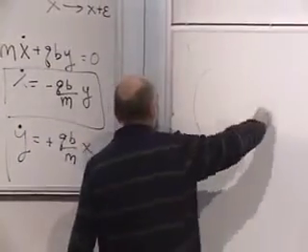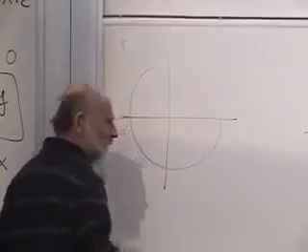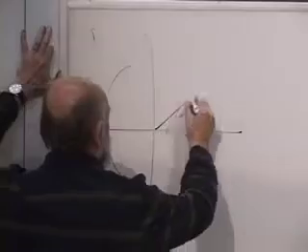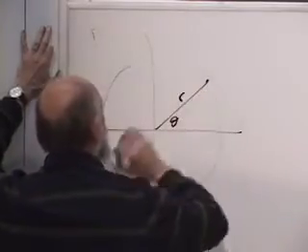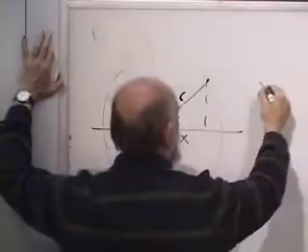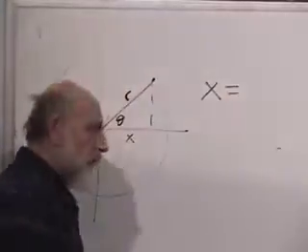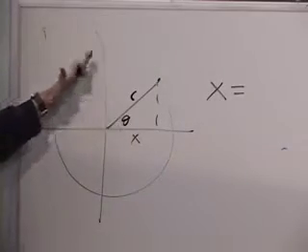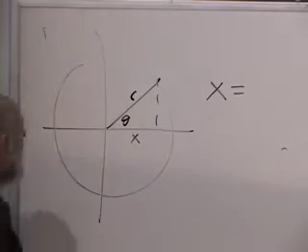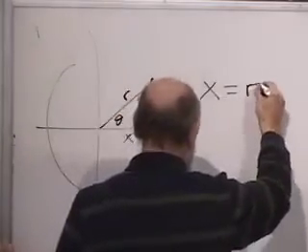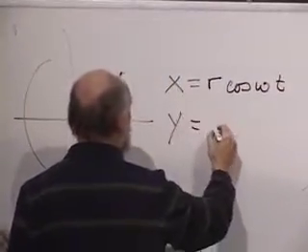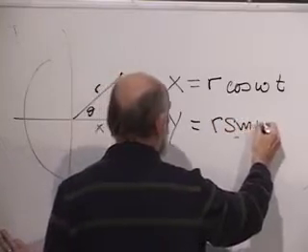Let's consider a particle moving in a circle about the origin for simplicity. What is its equation? Well, let's call this angle theta, and let's call its distance from the origin r. Then x is equal to r times cosine of theta. But if we allow theta to evolve and swing around with an angular velocity omega, we can write that x is equal to r cosine of omega t, and y is equal to r sine omega t.